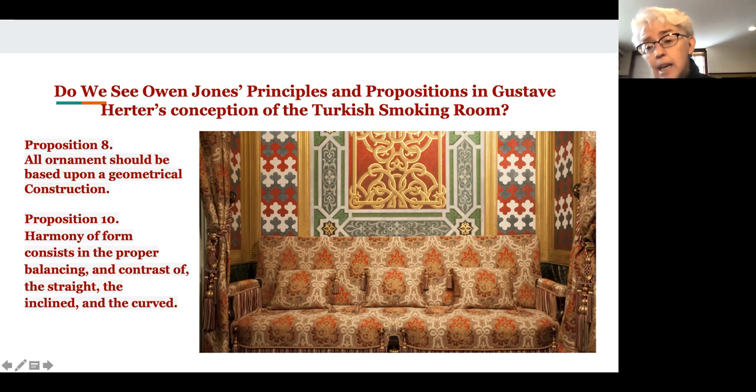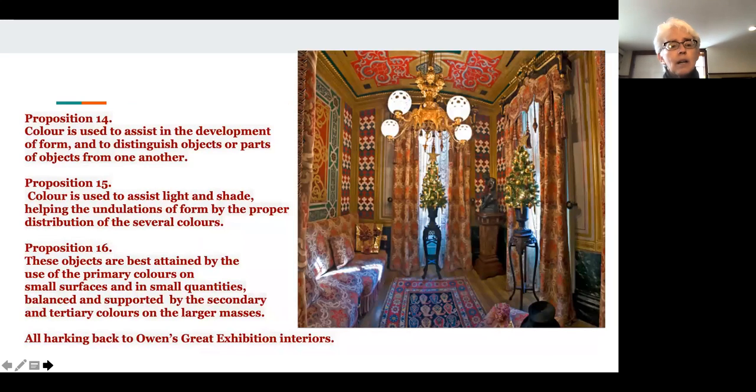And again, we see that. We also see the color palette, white, red, green, and this lovely yellow, these wonderful interlocking sections there. Let's continue. Are there more propositions that apply? As you look at this view from outside the doors, the sliding doors of the Turkish smoking room, Proposition 14 we had highlighted to do with color, and absolutely 15 and 16.